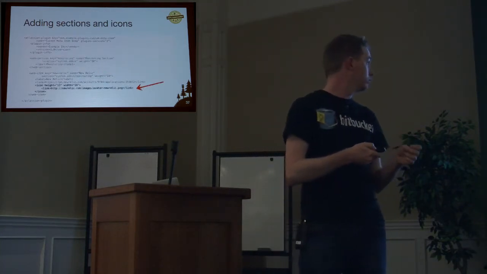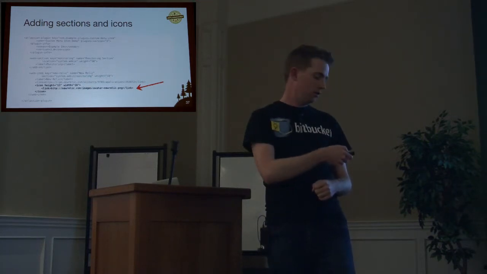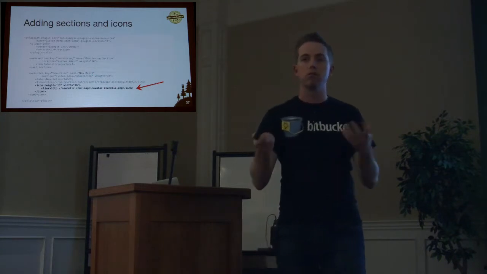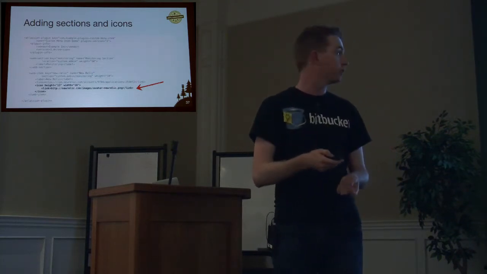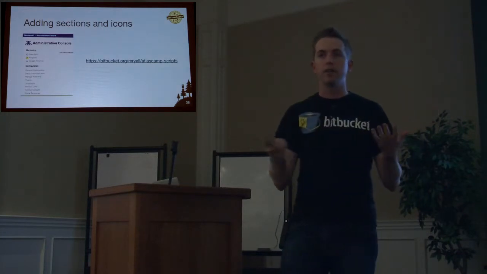To add the icon, we use the icon XML snippet there. We're linking out to a remote icon, so we don't even need to host the icon on Confluence or in the application. We can host it wherever. And you upload that, and you've got it.